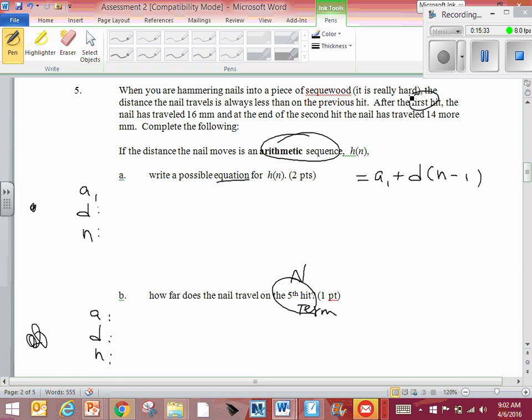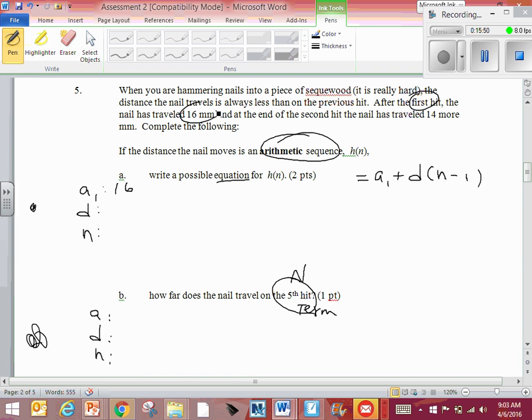Complete the following. If the distance of the nail moves in an arithmetic sequence, a sub n, write a possible equation. Well, this is a possible equation here. We're going to fill in some of the numbers in it. Someone say out loud, what do you think the first number should be? What's a sub 1? 16. Yeah, it is the first number. A sub 1 is always the first.